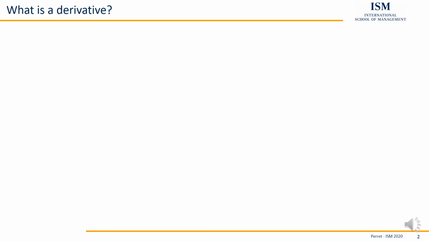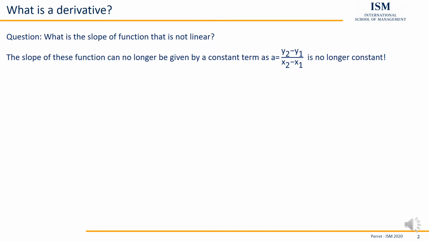This, however, remains a problem if we have a function that is not linear, because in this case, the formula we use for calculating the slope of a function, when we have the 2 points x1, y1 and x2, y2, this term no longer is constant over all the points which are on the function. So what can we do instead?